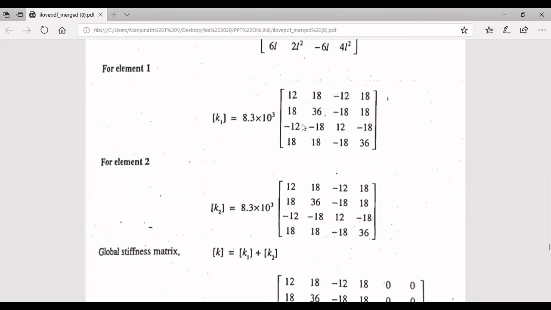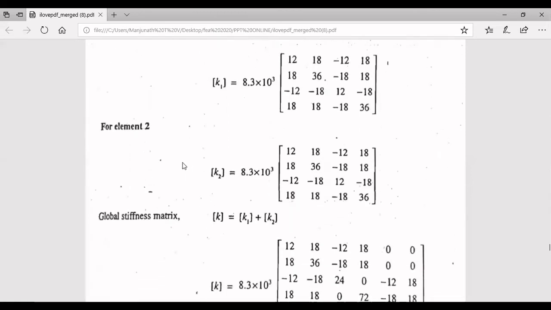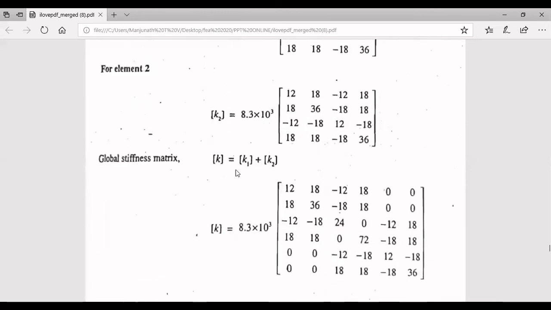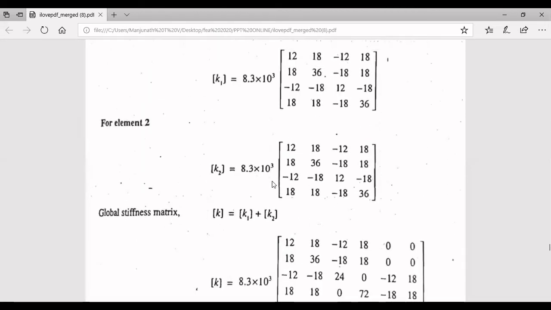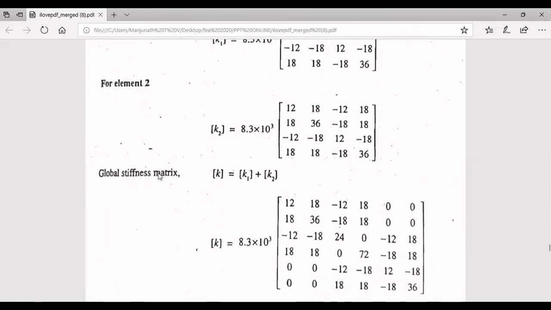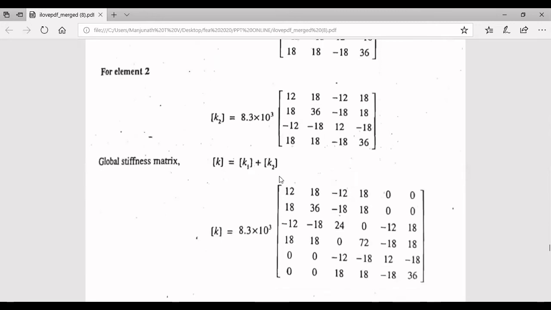Similarly we can calculate the elemental stiffness matrix for the second element also. Then once we have calculated the second element stiffness matrix, we need to assemble, which gives the global stiffness matrix K, which is equal to K1 plus K2.